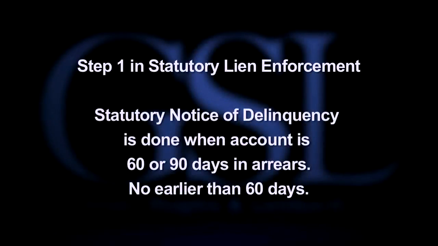In Massachusetts, the first step in commencing statutory lien enforcement proceedings is to send the unit owner a statutory notice of delinquency. This is typically done when the unit account is either 60 or 90 days in arrears, but in no event earlier than 60 days. If payment or a payment plan is not received, a unit title is ordered and reviewed to learn the names and addresses of not only the holder of the first mortgage on the unit, but any other parties in interest who might need to be notified of the arrearage.